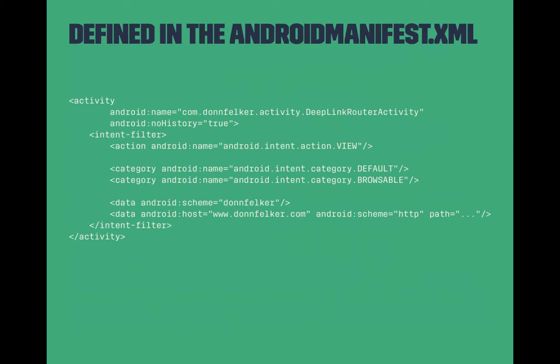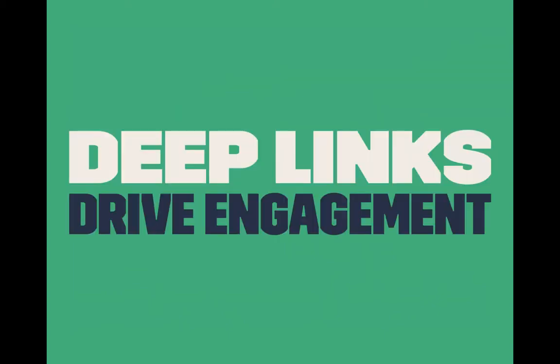And I see if it's a link from DonnFelker.com or if it's a custom one, such as a Donn Felker scheme. And that's shown down towards the bottom of the intent filter here, where we are specifying the actual intent filter. So if for some reason in the intent, someone has the scheme Donn Felker as a URI, then go ahead and intercept it. And now if someone also has the host of www.DonnFelker with a scheme of HTTP and with a particular path, which is just an ellipsis right now for brevity, then go ahead and intercept this, otherwise ignore it. And so what this will be able to do is drive engagement by someone opening your app via a deep link. And so this is very, very useful.